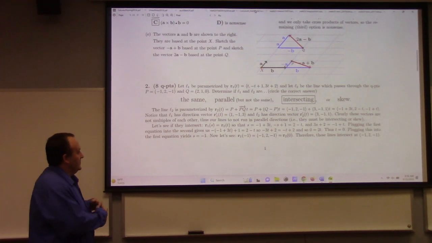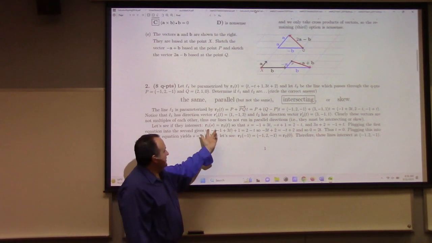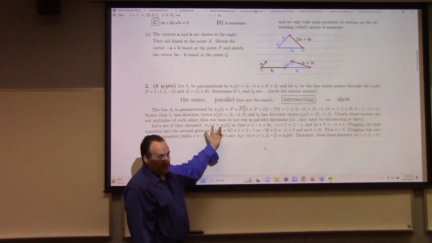And how do you figure that out? Well, you look for the intersection. So you set R1 of S equal to R2 of T and work it out.